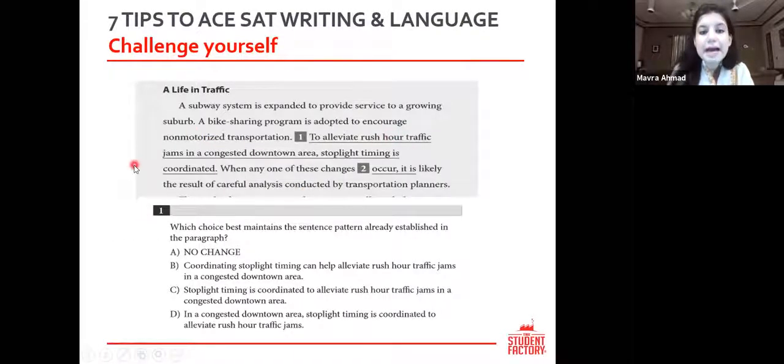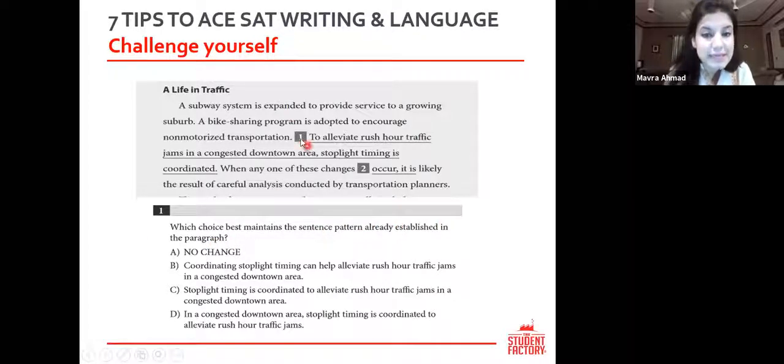Okay, now this is an example question number 1. I'm sure you all are aware कि writing section में जो questions होते हैं उनमें जहाँ पर भी number mentioned होता है within the passage उस number के से ही related question number भी होता है. For example, question 1 over here is relevant to this sentence, to this portion of the passage. So let's find out what the question is asking us to do. Which choice best maintains the sentence pattern already established in the paragraph?